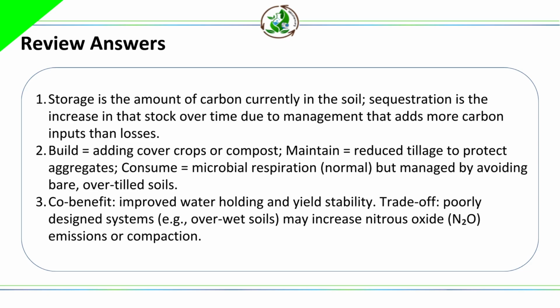A trade-off example: if a system is poorly designed, like too wet soils with lots of organic matter, it might produce more N2O or lead to compaction. Keep these in mind. Maximizing benefits and minimizing trade-offs is what makes our soils productive and resilient.